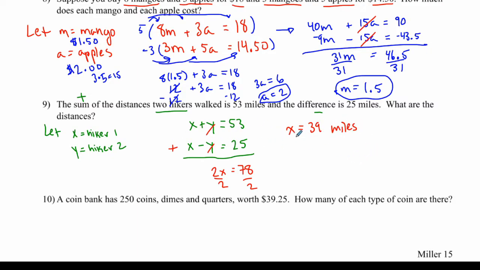Okay, to find hiker 2, let's use the first equation. So 39 plus y equals 53. Subtract 39 from both sides. I have y equals 14 miles. So that's how much hiker 2 hiked.